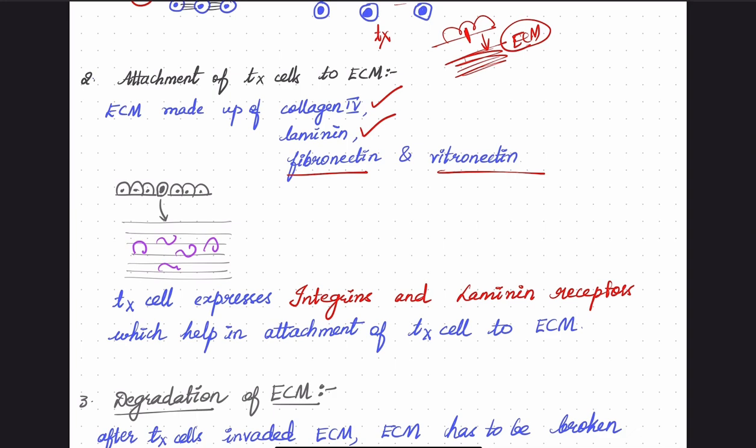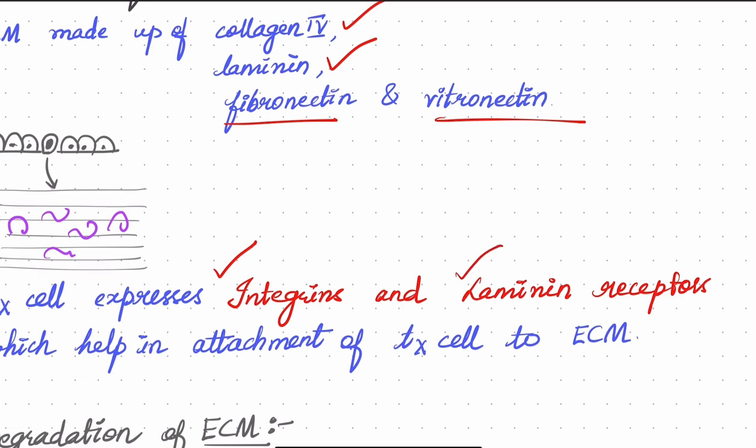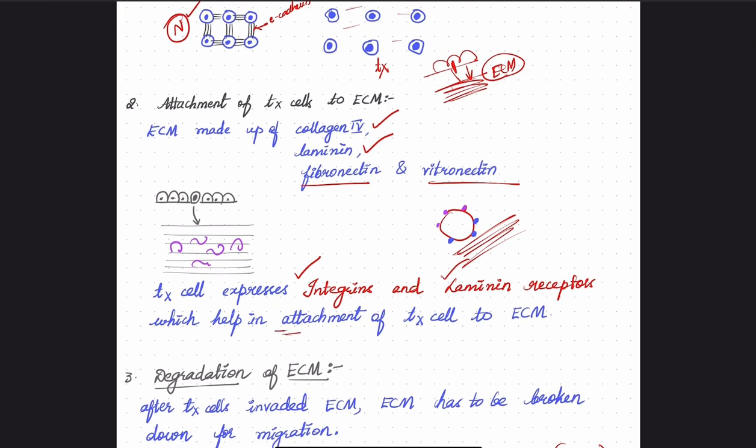After detaching from one another, they enter this ECM. It has to attach to the ECM. There are certain attraction molecules. This is a tumor cell. They express integrins, for example, and also laminin receptors. For example, these are the laminin receptors. They express these so that it gets attached. It is attracted towards the ECM, pulled towards the ECM, and sits in the ECM, helping attachment of the tumor cell to the ECM. Now it is attached to the ECM.